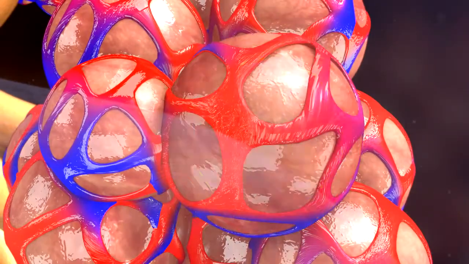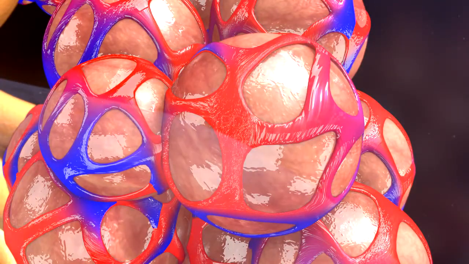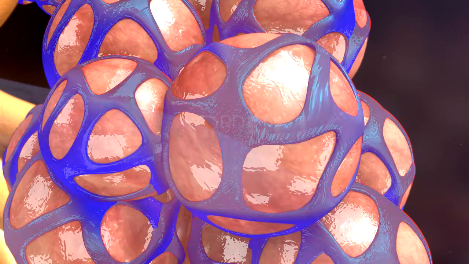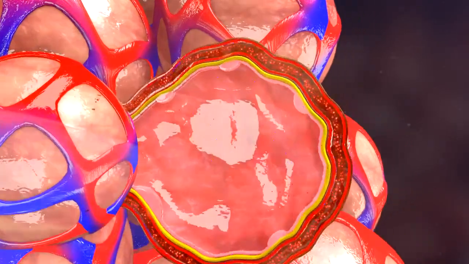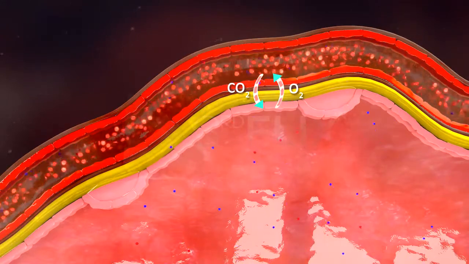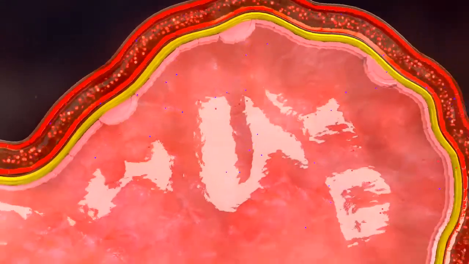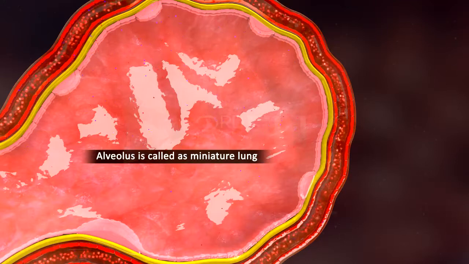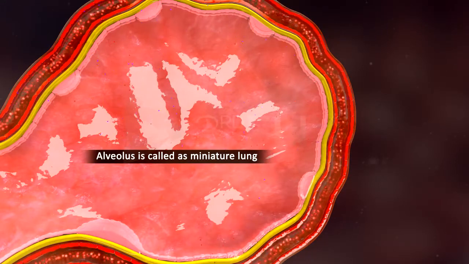The wall of the alveolus is surrounded by a dense network of blood capillaries, which facilitates the exchange of gases between the alveolar air and the blood. Hence, the alveolus is called the miniature lung.